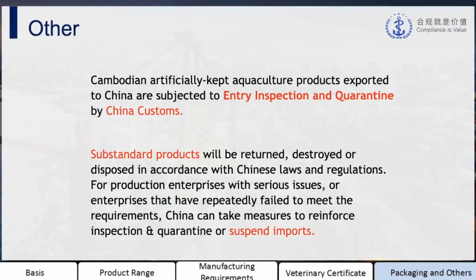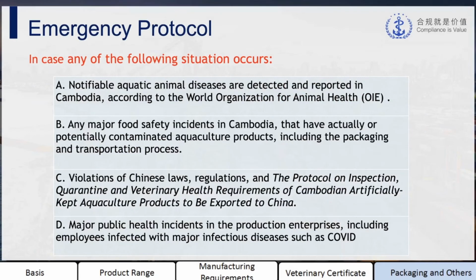Cambodian artificially kept aquaculture products exported to China are subjected to entry inspection and quarantine by China Customs. Substandard products will be returned, destroyed, or disposed in accordance with Chinese laws and regulations. For production enterprises with serious issues or enterprises that have repeatedly failed to meet the requirements, China can take measures to reinforce inspection, quarantine, or suspend imports.